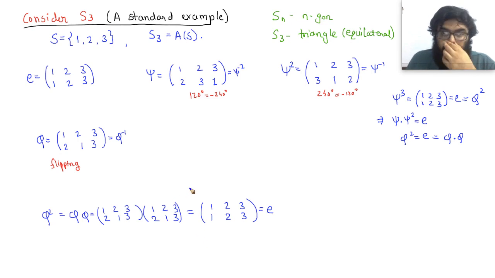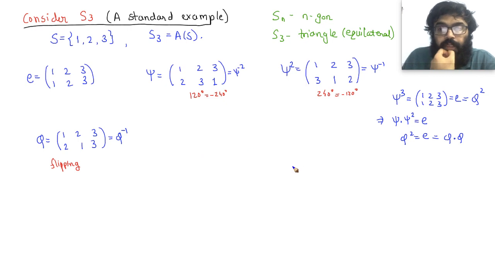So phi square is identity, psi cube is identity, so psi has order 3. Order of an element we are yet to define, but you know it already because you have done it in the B.Sc. So psi cube is identity, phi square, that is flipping, is identity, and so the inverse of psi is nothing but psi square, and the inverse of phi is nothing but itself, its order is 2. And so what else is remaining? So let me wipe this out, and then we can check what else is remaining.